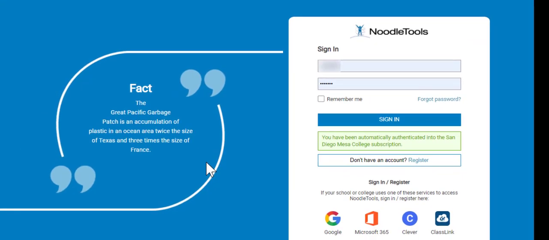Once you have logged into the Mesa system, you will get the NoodleBib sign-in page. Note that the page has this green box that says you are in the San Diego Mesa College subscription. This means that you have logged into our page correctly, and you will not be asked to pay a fee to use the software. If you have never used NoodleBib, you will need to click on the Register link and create your account ID and password. If you already have an account, then put your credentials into the bars at the top and click Sign In.